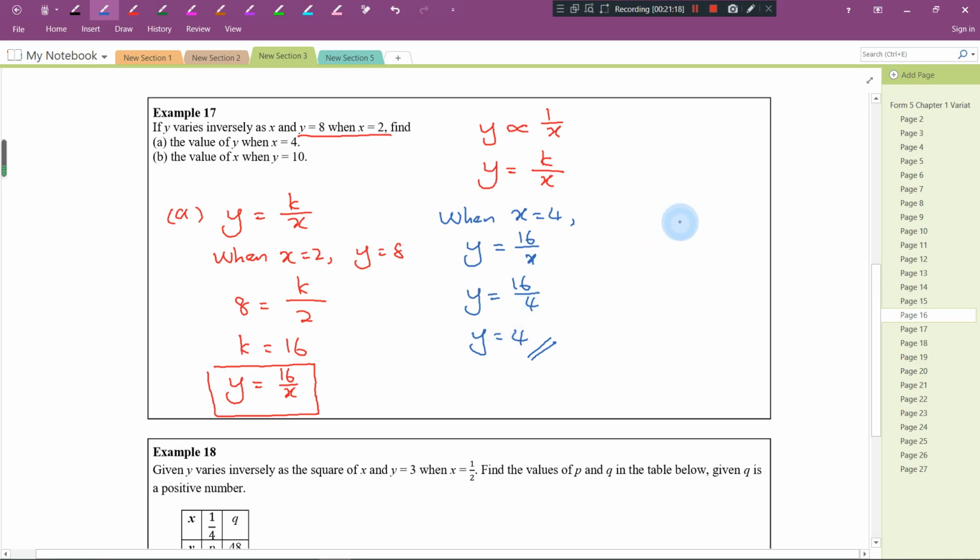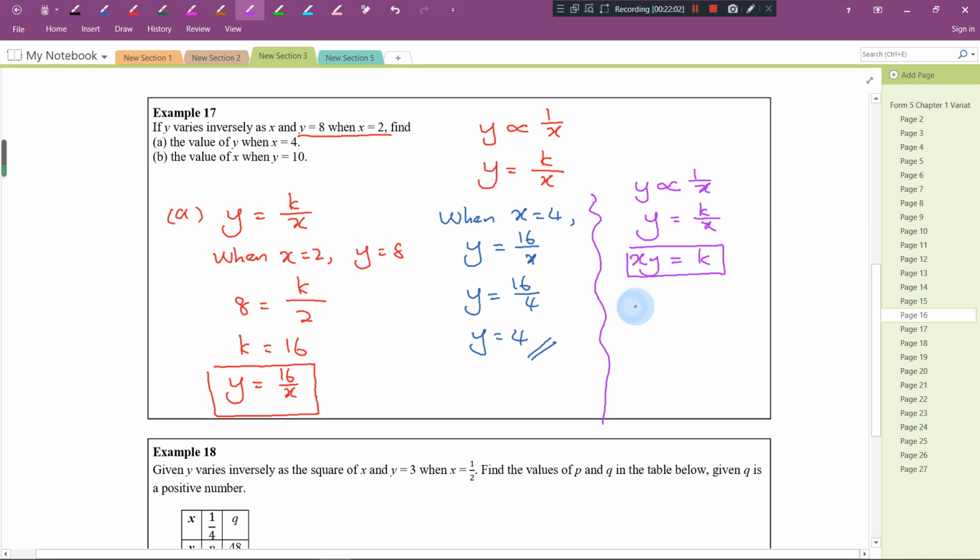Okay, so how about, I don't want to use this method, I can use another method. It's all up to you. You want to use this method or the method that I'm going to show you here. If y varies inversely as x, y is equal to k over x. I know that x times y will be equal to a constant. If I understand this concept, I can use this one to help me to get the value of y. Okay, x times y is always equal to a constant, right? So x times y. Let me write this way.